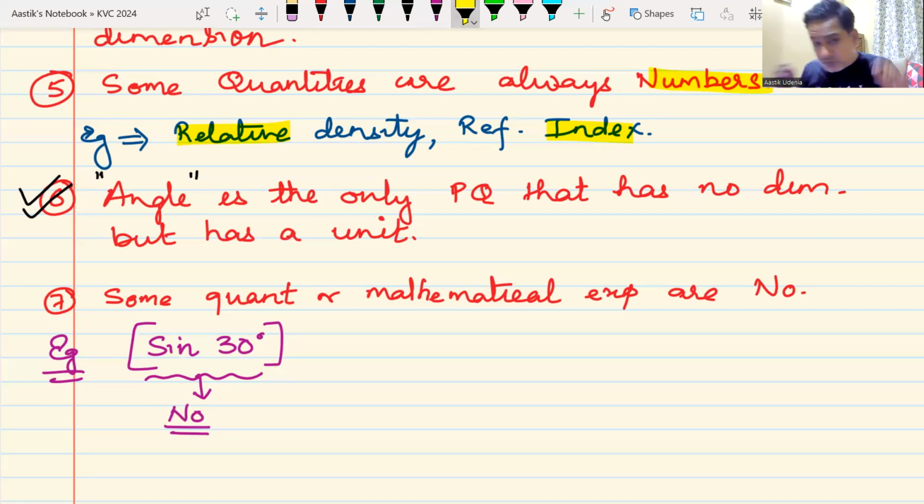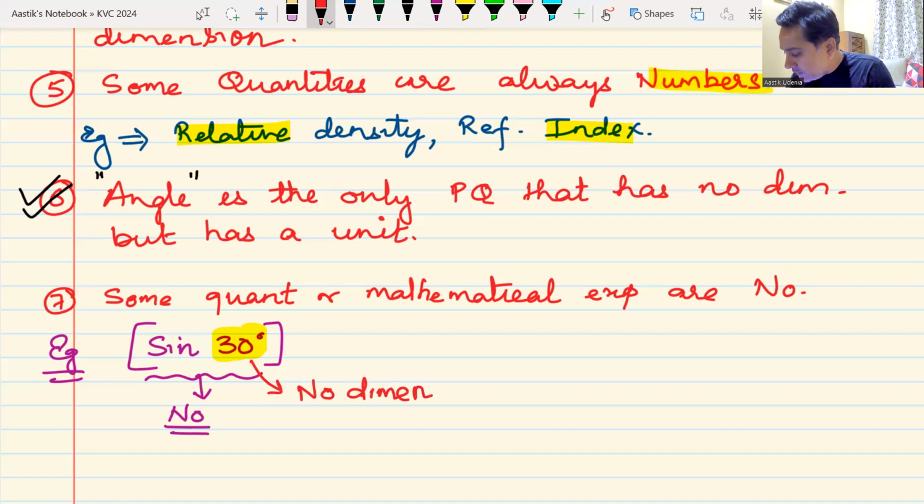Now, if I talk about what's inside this, we have 30 degrees. 30 degrees is an angle. Angle is not a number, but it does not have any dimension. It has a unit, but it does not have a dimension. So, talking about dimensionless, this angle also has no dimension. So, it will be dimensionless.